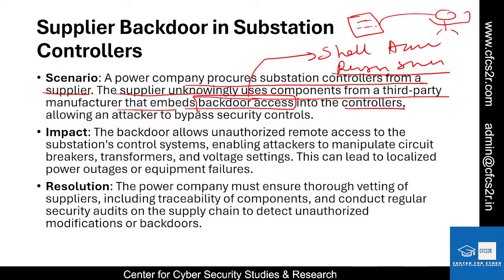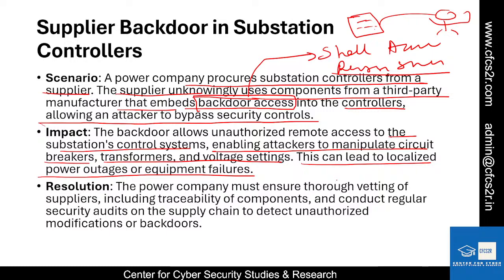So in this way, some malicious entity has embedded backdoor access, allowing an attacker to bypass security controls. So this is the scenario. What can be the possible impact? The backdoor allows unauthorized remote access to the substation control system, enabling attackers to manipulate circuit breakers, transformer and voltage settings. This can lead to localized power outages or equipment failures.